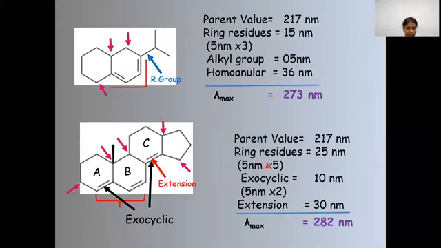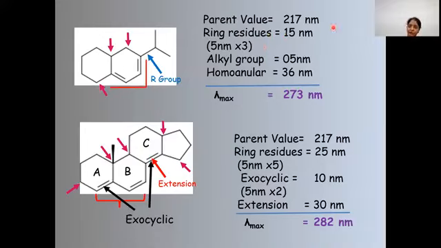Next example. In the next example, again you can see the homoannular diene. This is the parent molecule. For the calculation of lambda max, first you have to mark the parent molecule, then you have to search for the increments or groups. With this double bond, 1 alkyl group is present. With this double bonded carbon, this single bonded carbon atom is present, 1 ring residue. With this double bond, this single bonded carbon atom is present, and with this double bond, this single bonded carbon atom is present. 3 ring residues.